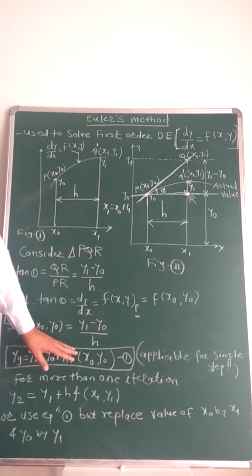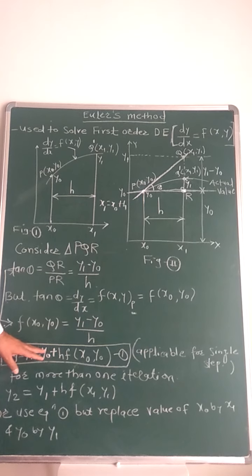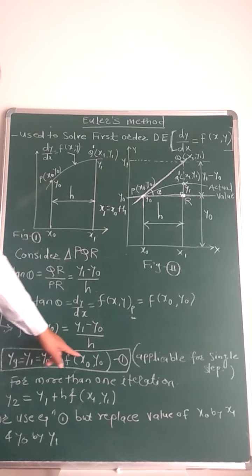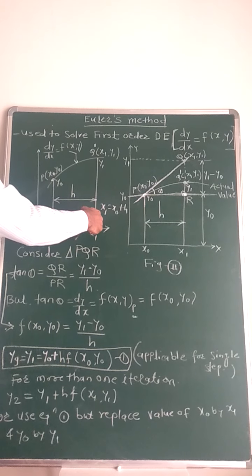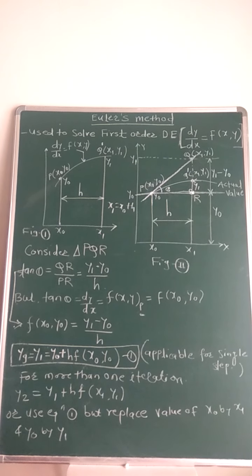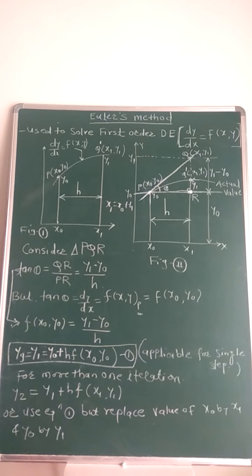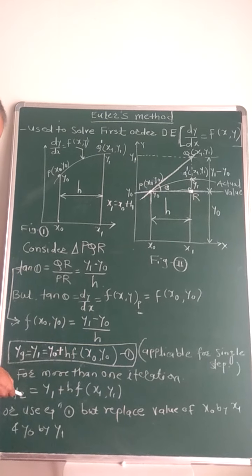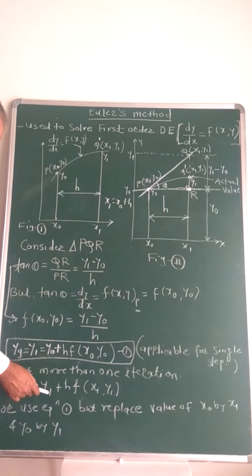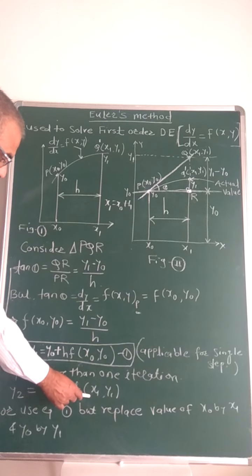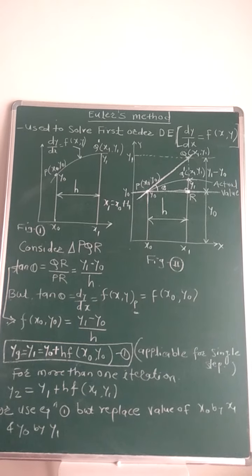So the important thing is, it is applicable for a single step. This formula is applicable for a single step. For more than one iteration or a number of steps, you have to find y2. y2 is equal to, then the formula becomes y1 plus h times f of x1, y1.